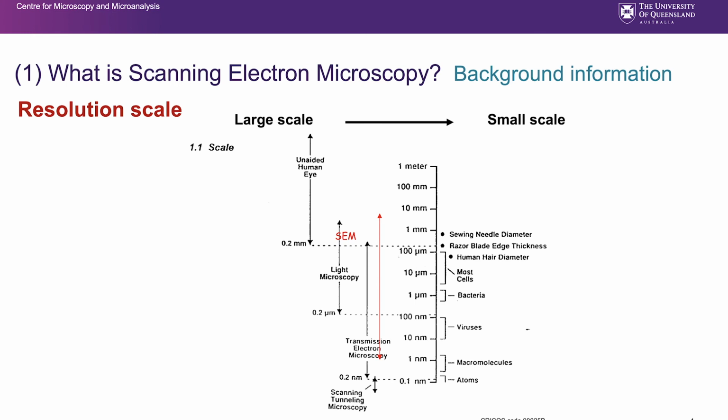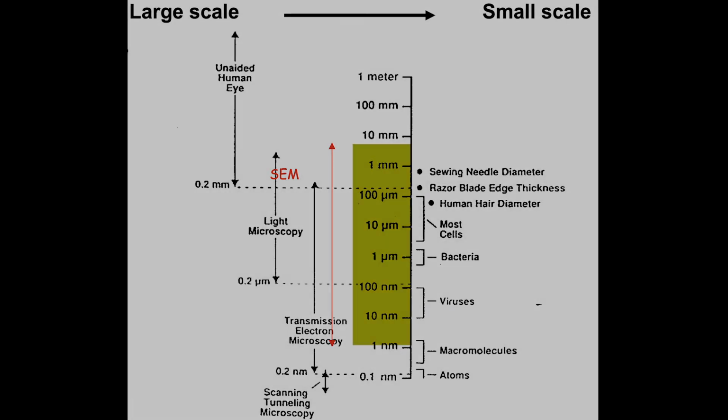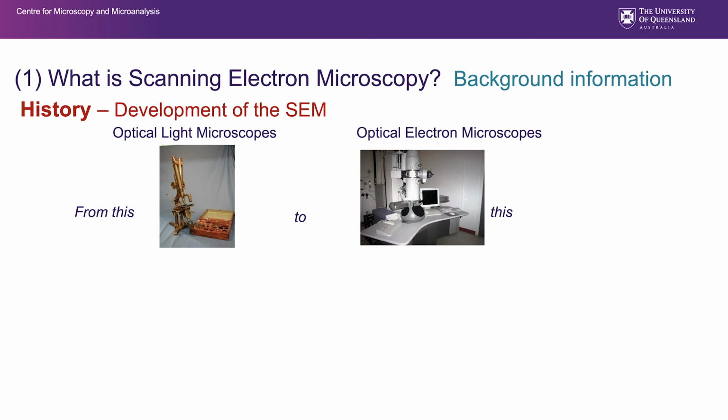Resolution scales are useful. Again, they give us a bit of an idea of the flexibility of SEMs, and it's worth having a look at where the SEM fits amongst some of these other instruments that we use, like light microscopes and transmission electron microscopes. With an SEM, the one in red here, basically we can resolve down, as we said, to about 2 nanometers, and we can look at features on things up to about 5 or 10 millimeters even. Very flexible instrument. Worth having a look at the history of the SEM.